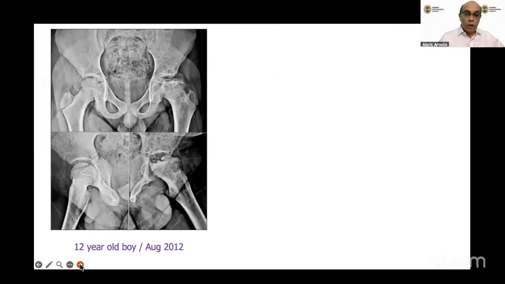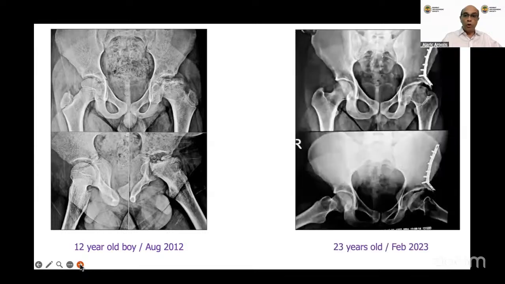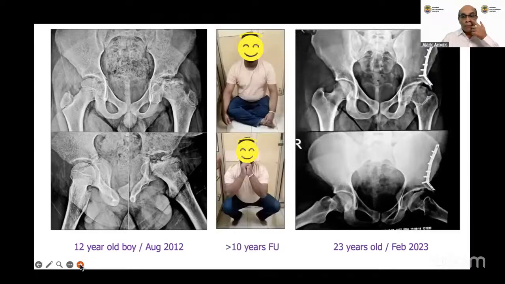Similarly, we have got a few other cases of the same sort. Here's a 12-year-old boy who presented to us more than 10 years ago. And here again, you can see a long-term follow-up at the age of 23 with a large shelf out there. And the head pretty much well contained, though he came to us at a fairly advanced stage.